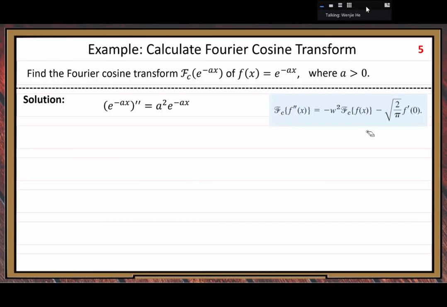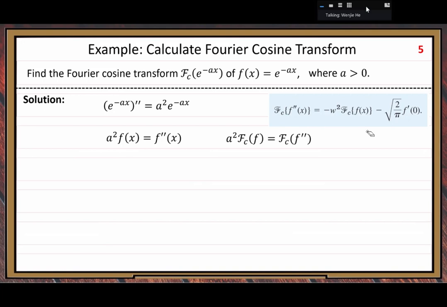Yeah, that's the formula we want to apply. So the left-hand side, based on the formula, comes from the above formula, right? We just rewrite it, then we apply the formula. Take out the constant part, a squared, inside.